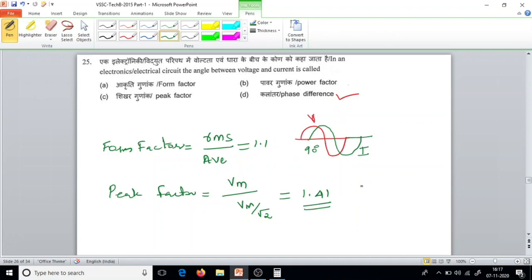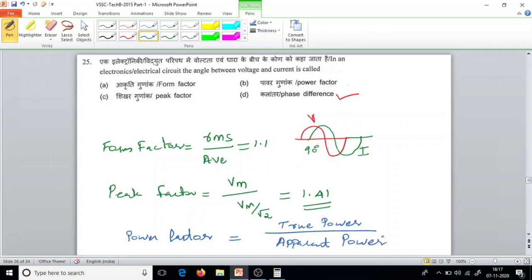What is the power factor? Power factor is equal to true power divided by apparent power. That is, apparent power is true power plus reactive power. In impedance terms, it is R divided by Z.